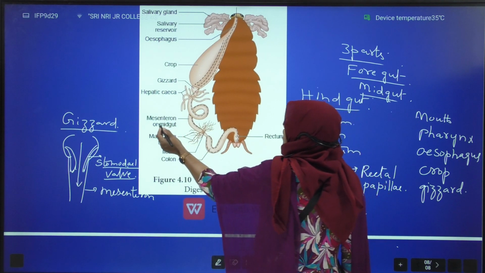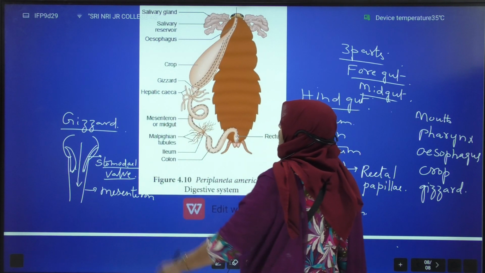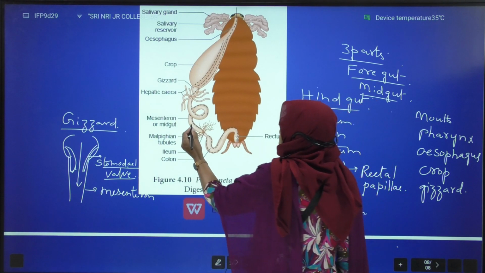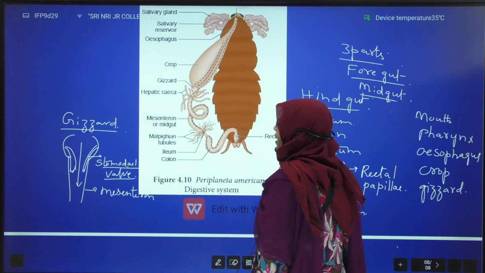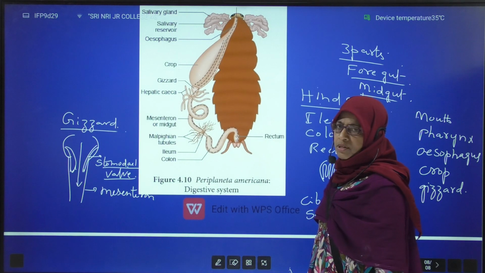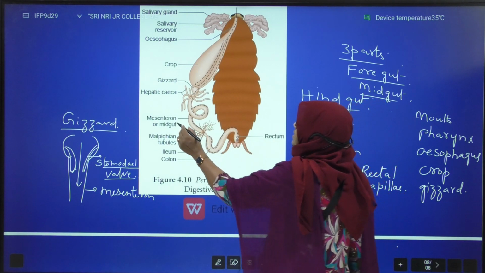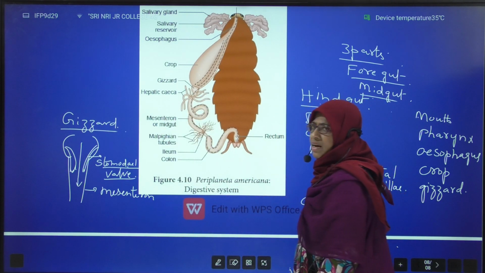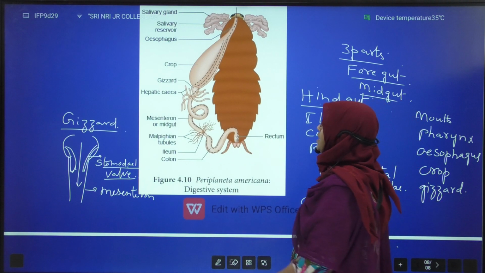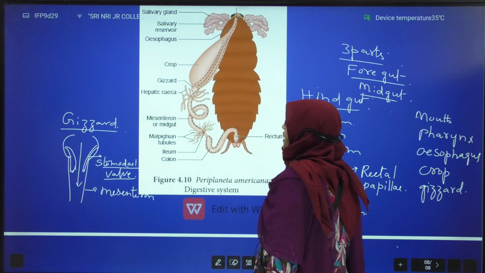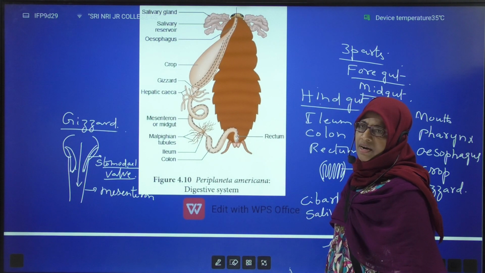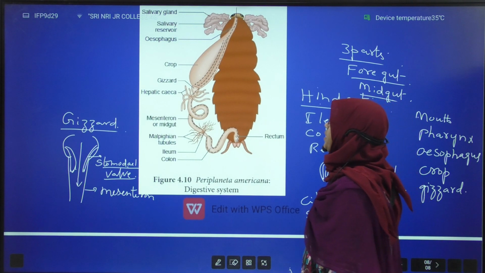Next, mesenteron or midgut. It is also called ventriculus, which is endodermal in origin. This mesenteron is divided into two parts: anterior secretory part and posterior absorptive part. Anterior secretory part of the mesenteron secretes digestive enzymes which are useful for digestion, and posterior absorptive part is useful for absorption of the digested food material.